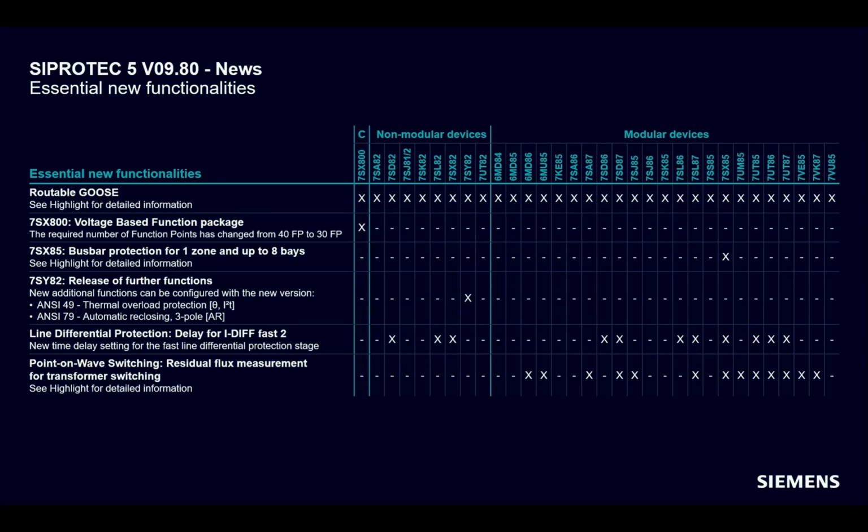Line differential protection, delay for the stage IDIF Fast 2. A time delay setting for this stage was added. Point on wave switching, residual flux measurement for transformer switching, already presented before.